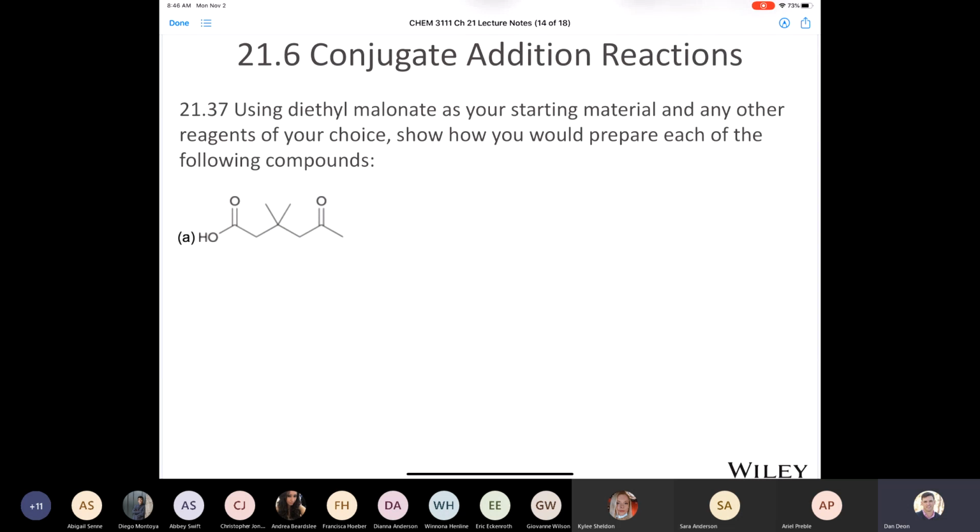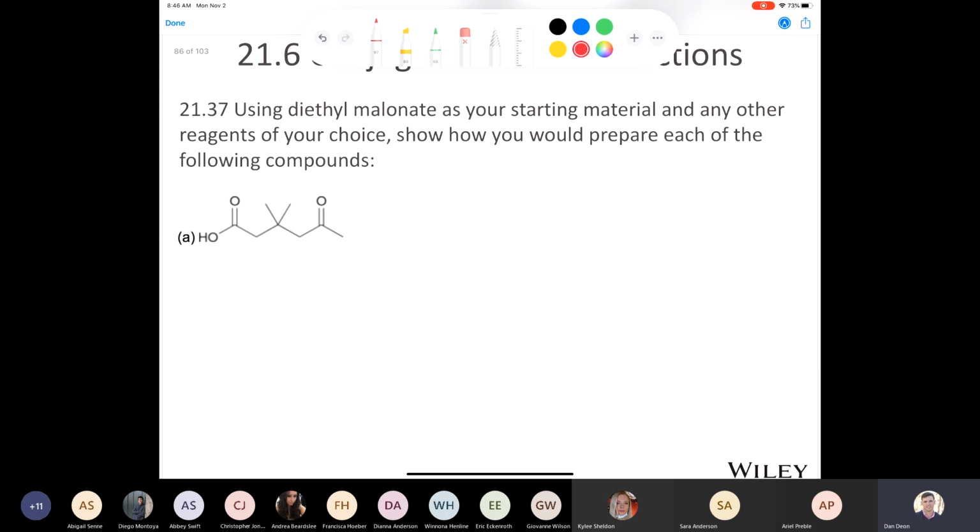21.37, using diethyl malonate as your starting material. So diethyl malonate, remember it's this guy. It's just the ethyl ester of malonic acid. And any other reagents of your choice, show how you would prepare each of the following compounds. So we're just going to make this compound. Let's see. Oh, I see what they're getting at here.